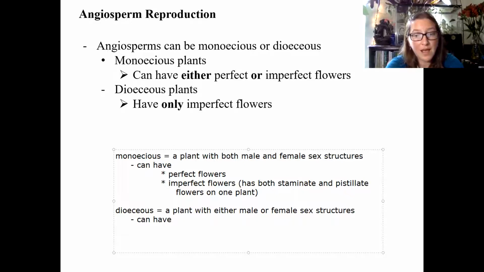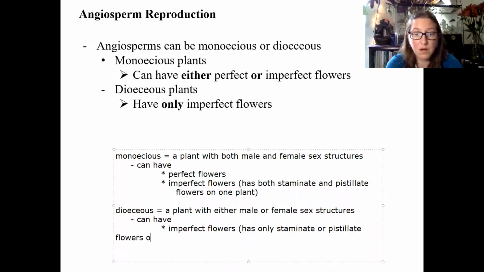you can only have imperfect flowers and only one type. It has only male, only staminate, or only pistillate flowers on one plant. Right. So I'm trying to hit this home so you guys understand what this slide is saying.